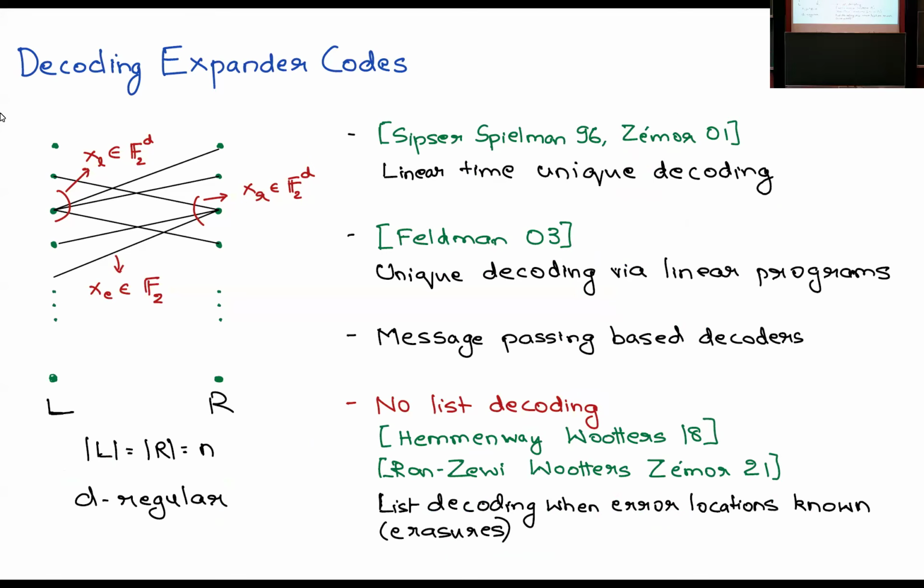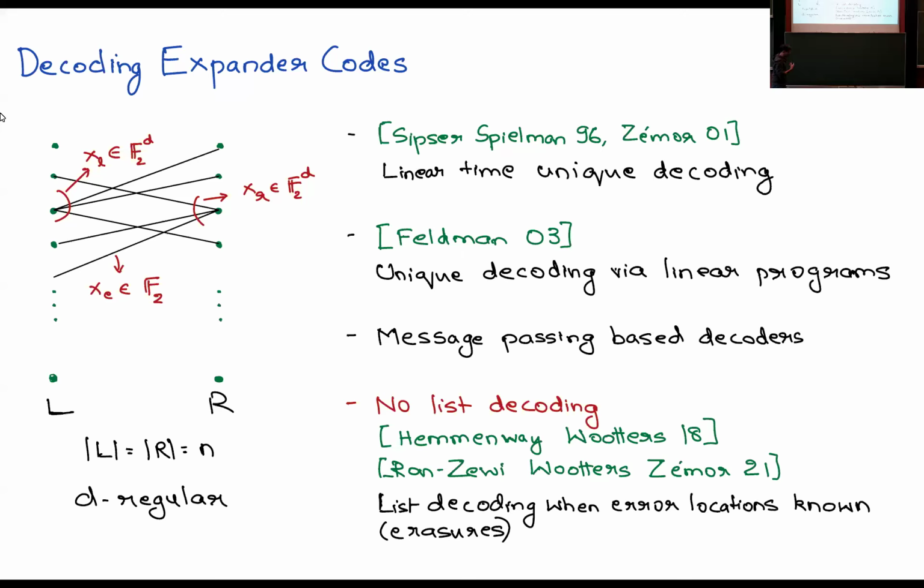So let's get back to these codes. And let me just do a very brief history of what is known about decoding them. As I already said, there are beautiful algorithms for unique decoding of these codes. They are even parallelizable. They can run in linear time. And there are also algorithms which are based on linear programs, so relaxations, and message passing, whatever.